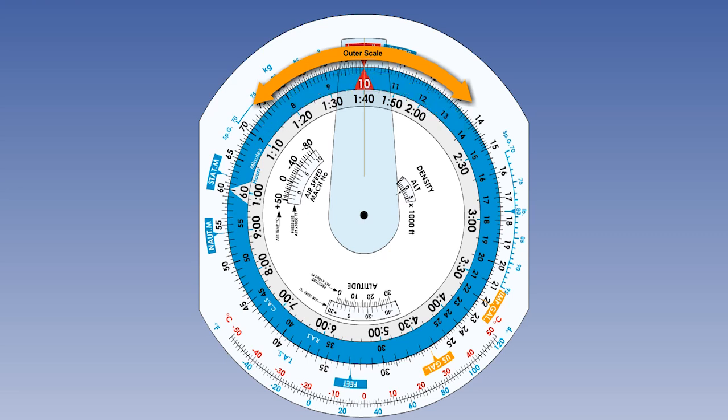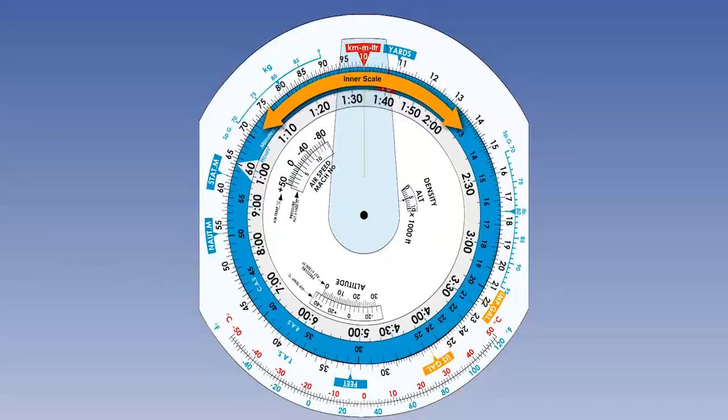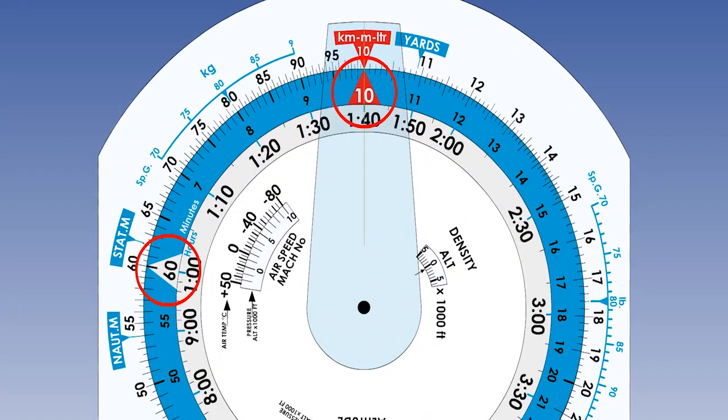While the outer scale is fixed, the inner scale is free to rotate. There are two index marks on the inner scale. The red triangle with the number 10 in it is the index which is used when manipulating the computer as a rotary slide rule. We'll refer to this throughout the CBT as the 10 index.